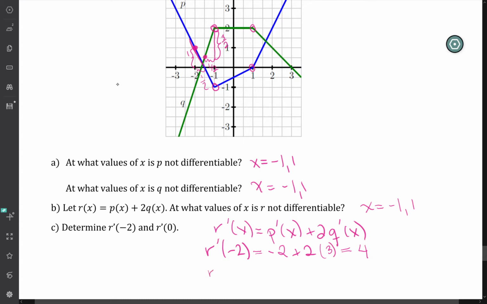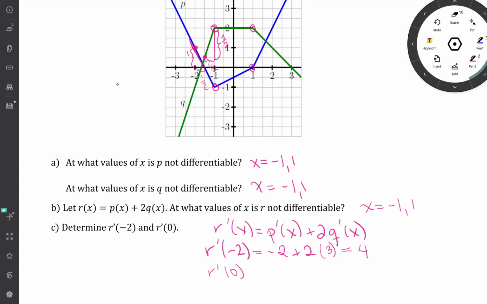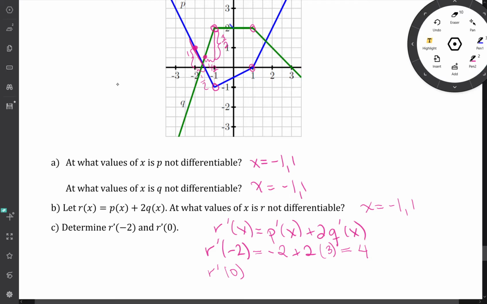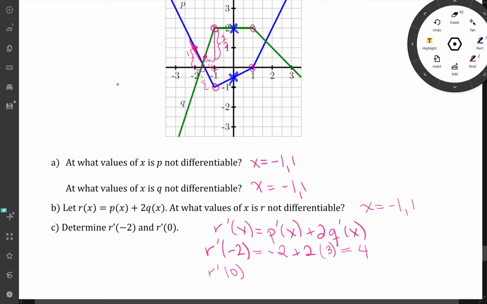And it's going to be really similar for R prime of 0. Except we're going to get off a little easy on Q. So let's see, I'm going to switch colors here. Okay, so now we're interested in this point and this point. So blue graph is P prime of 0. We can look at the whole line segment even. If we go over 2, we go up 1. So rise is 1, run is 2. That means our slope is 1/2.